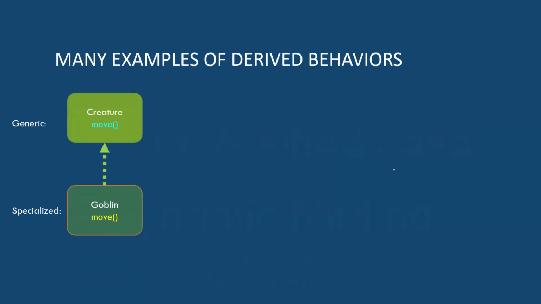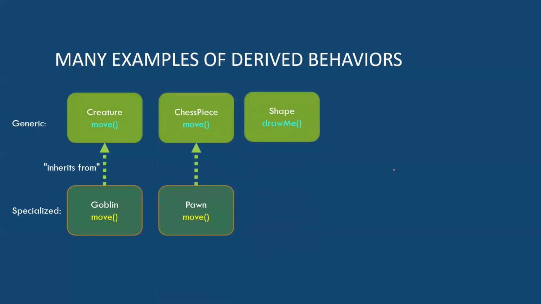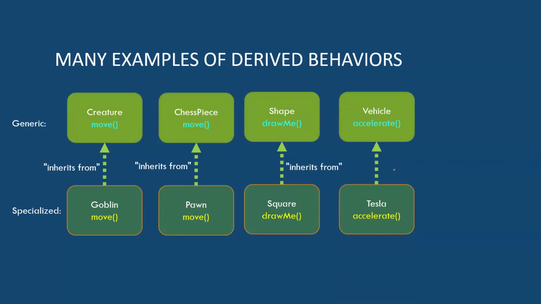So let's talk about our creatures again. We have a goblin and a creature. And if the goblin derives from the creature, it's got a special move, right? That's what we want to have. Same with our chess, right? Same maybe with a modeling package where we have a shape that knows how to draw itself in a very specific way, like a square, versus some generic draw me that really doesn't know how to draw itself at all. Maybe it's just like a print, like I don't know how to do this kind of thing. Vehicles that accelerate in a particular way, all that stuff, right?